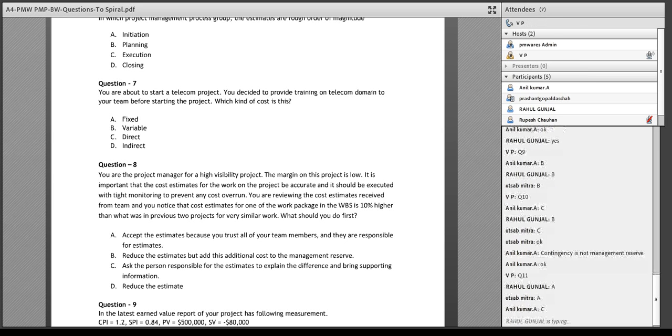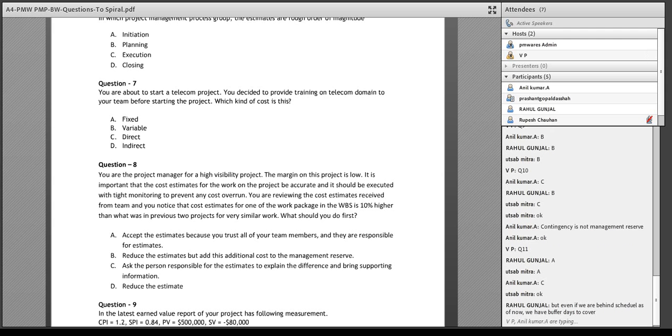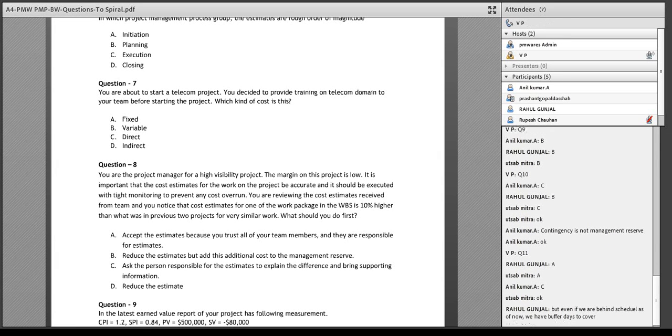And you also have a resource in buffer. I think you should not worry about anything else. The only thing you have to worry about is that the SPI is equal to 0.8, which is less than 1, and the schedule is what you should worry about. Therefore, we have to find the critical information in the question. We should not get bogged down with the unnecessary information in this.